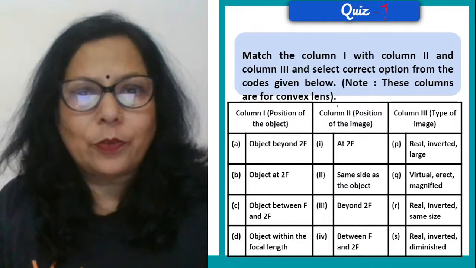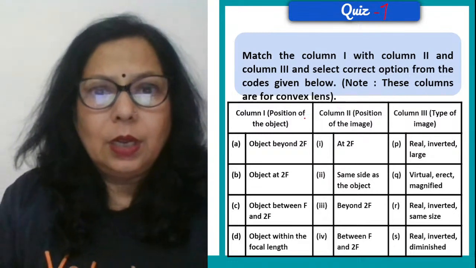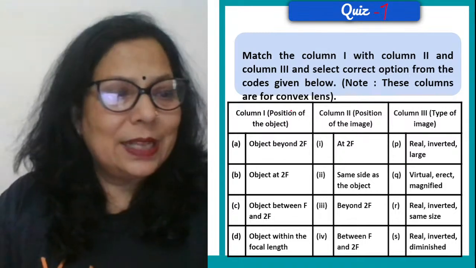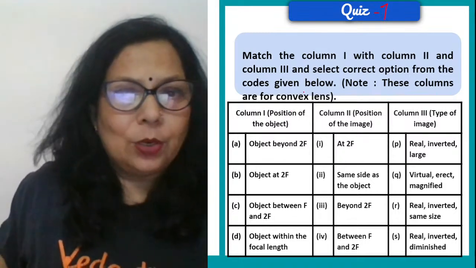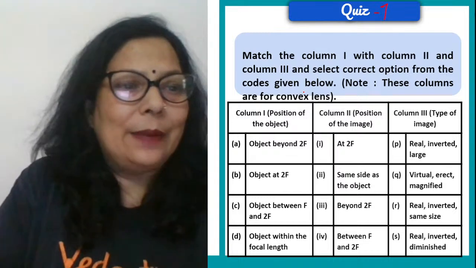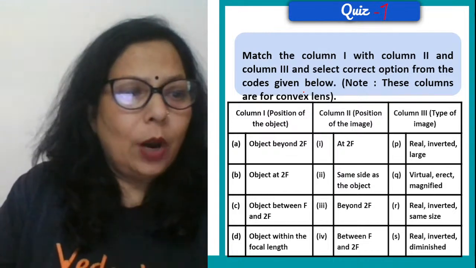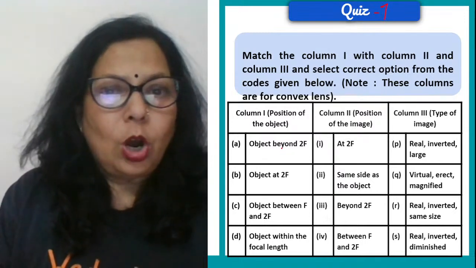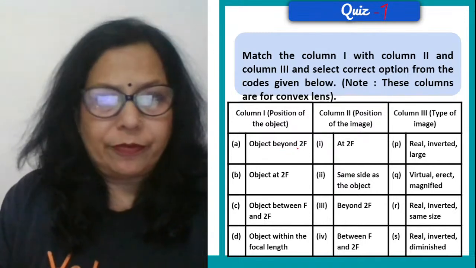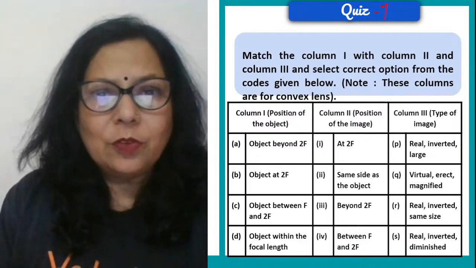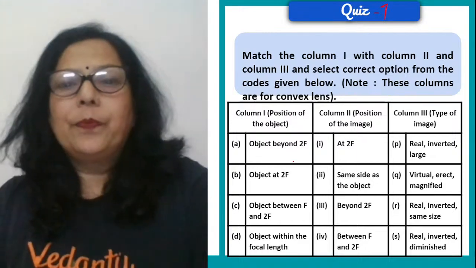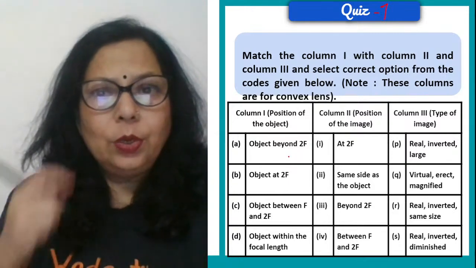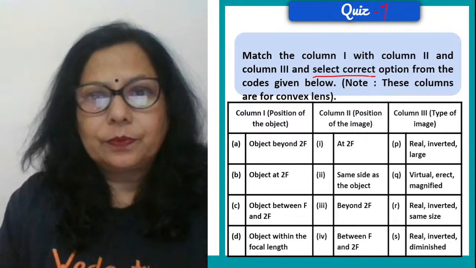Select the correct option from the codes given below. These columns are of convex lens. Convex lens के columns हैं. These are the images of the convex lens. Class 8 children should be able to do it because lenses are in grade 8 and mirrors are in grade 7. Object beyond 2F. Position of the object is beyond 2F. You have to tell which is correct.